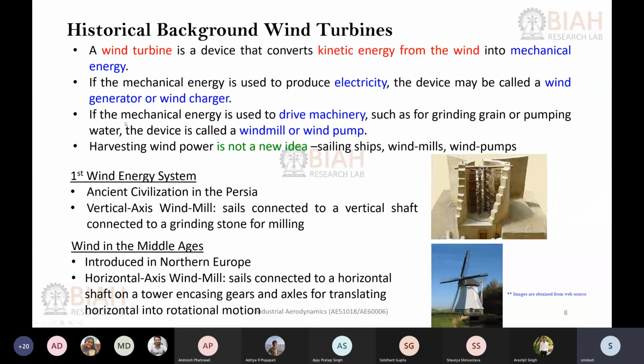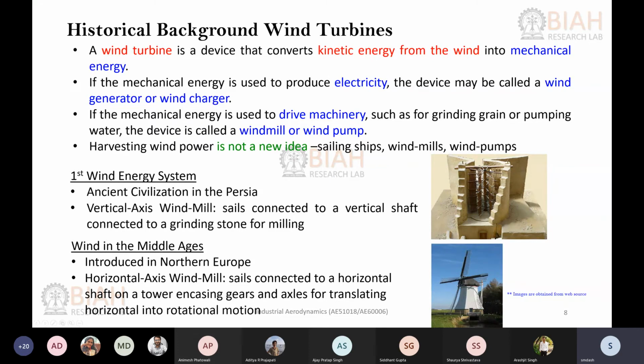Okay, then if the mechanical energy is used to drive some machinery, in that case it will be called a windmill or wind pump. Generally windmills are used for grinding grains or pumping water. So either way it will be called a windmill or wind pump. Okay, so as I said, the idea is not new. It has been there for years. The very first one was used by Chinese and Persians, around a similar time they evolved this concept.